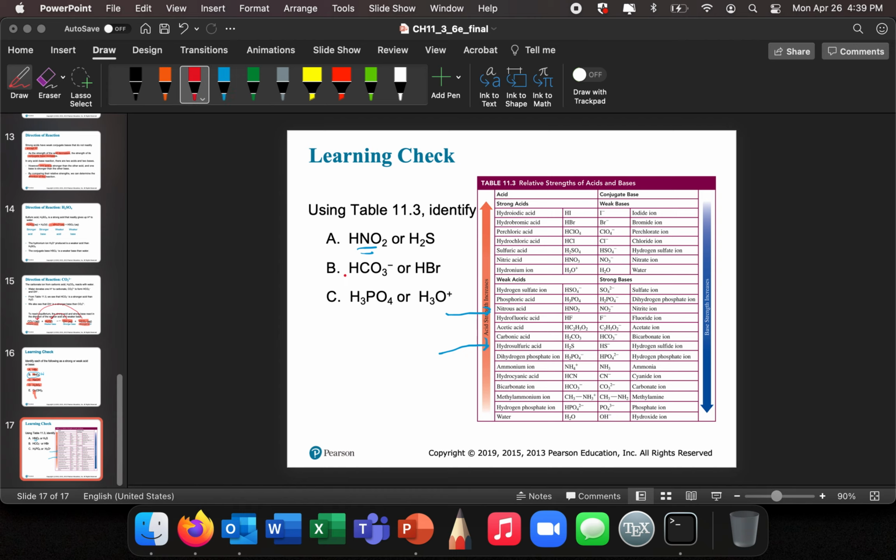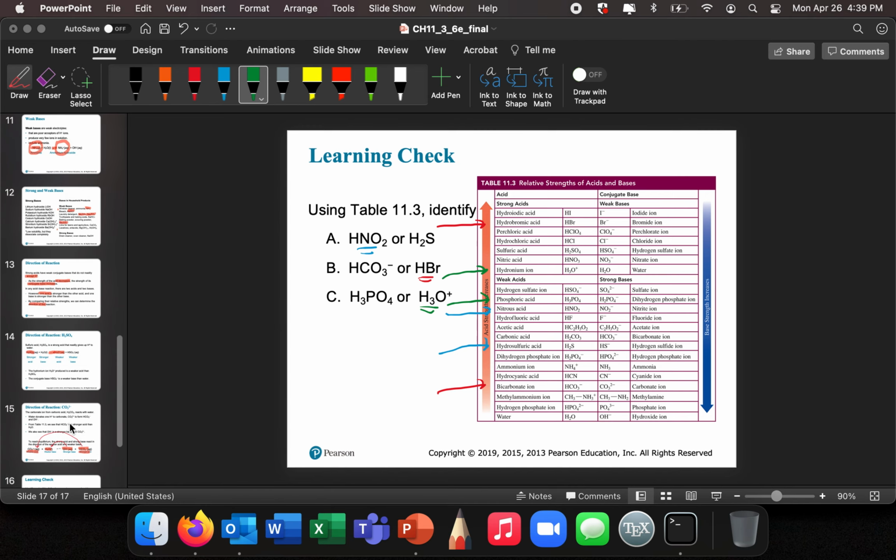Okay, let's do it in red now. Hydrogen carbonate, or bicarbonate as it's called here, is here. And HBr is here. Definitely HBr is the stronger of the two acids, right? Okay, so let's do this last one here. Phosphoric acid is here, and hydronium is here. And hydronium is the higher of the two, so that is the stronger of those two.